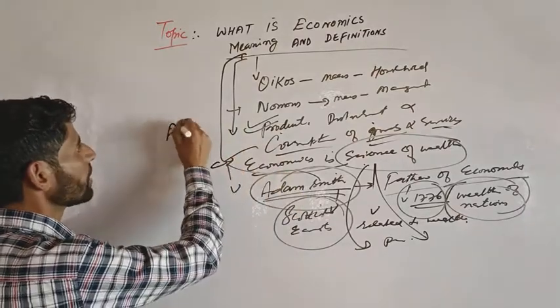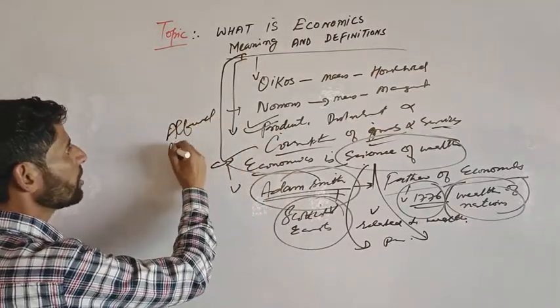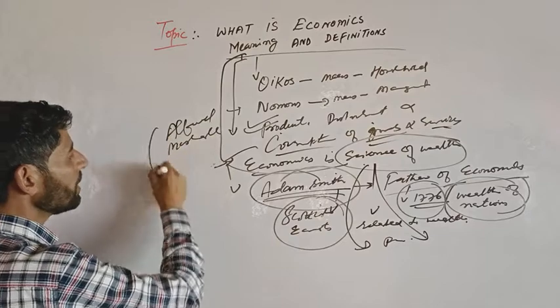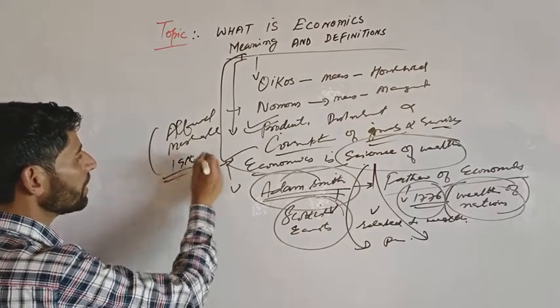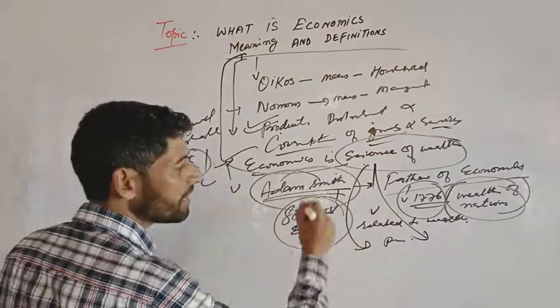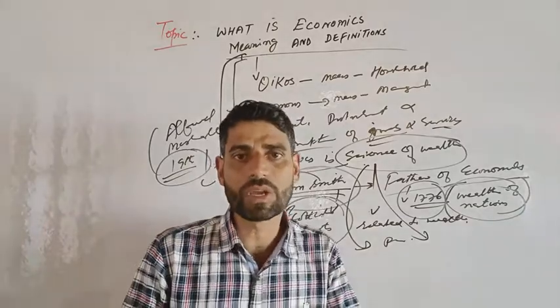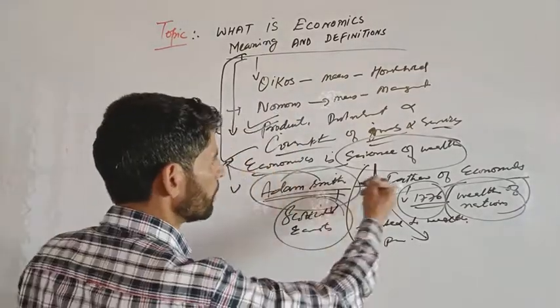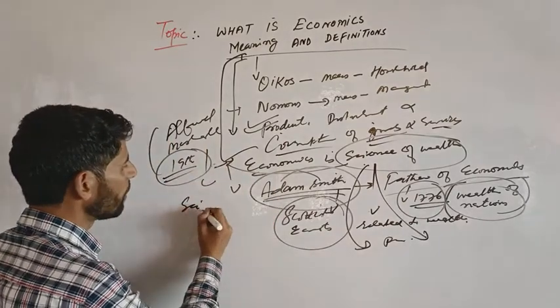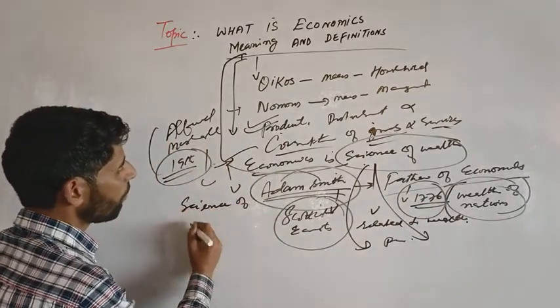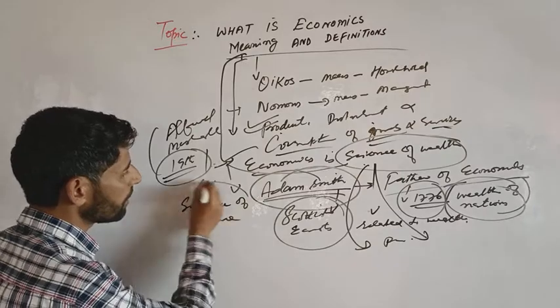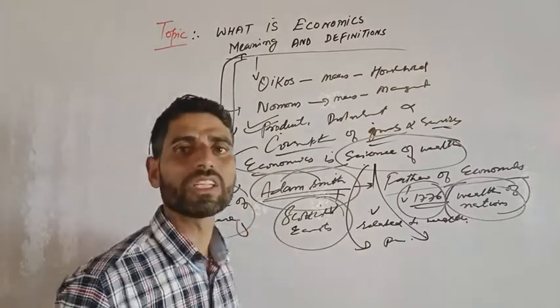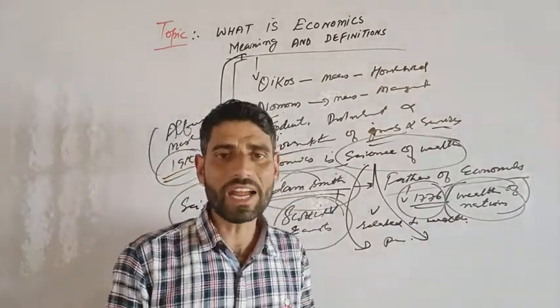Alfred Marshall, in the early 19th century, criticized Adam Smith. He says that economics is a science of welfare. It's not a science of wealth, but a science of welfare. This definition was given by whom? Alfred Marshall.